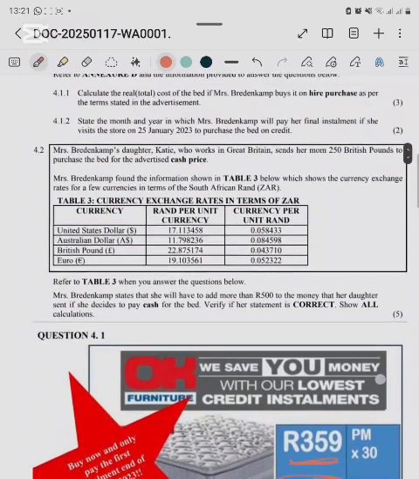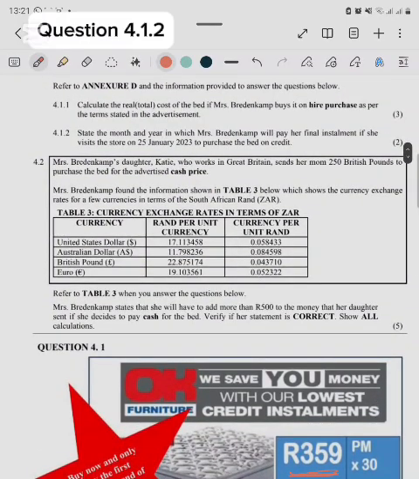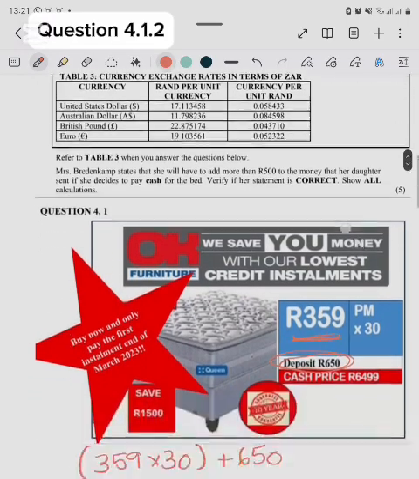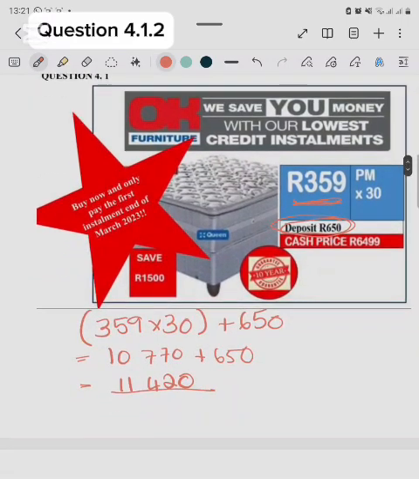Then question 4.1.2 said state the month and the year when she will make her final installment if she visits the store on the 25th of January to purchase the bed. Now this was kind of a little bit of a tricky question because of this over here in the star. Only pay the first installment at the end of March. So if we're paying at the end of March and we're going to add 30 months, because you have to make 30 payments, you have to count from March onwards.